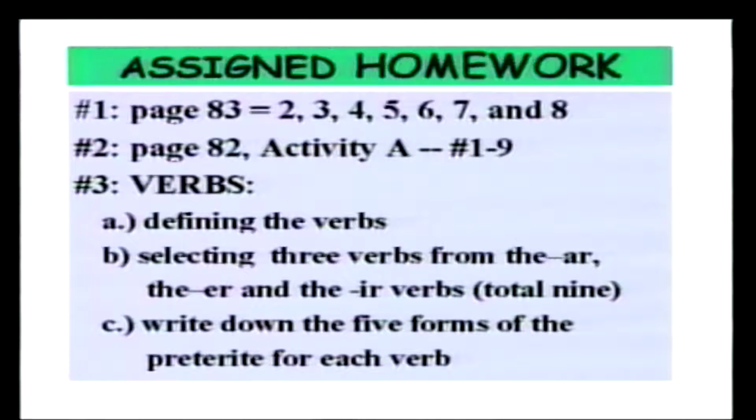We wanted you to select any 3 verbs from each of those groups, the AR, the ER, and the IR verbs, so that you'd have a total of 9 verbs. And then for each of those verbs, give us the 5 forms of the preterite: the yo, the tú, the él, the nosotros, and the ellos. Facilitator, would you please collect the homework assignments at this time? Thank you.